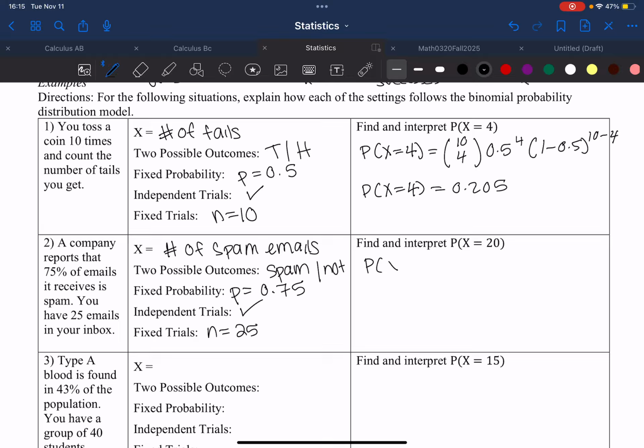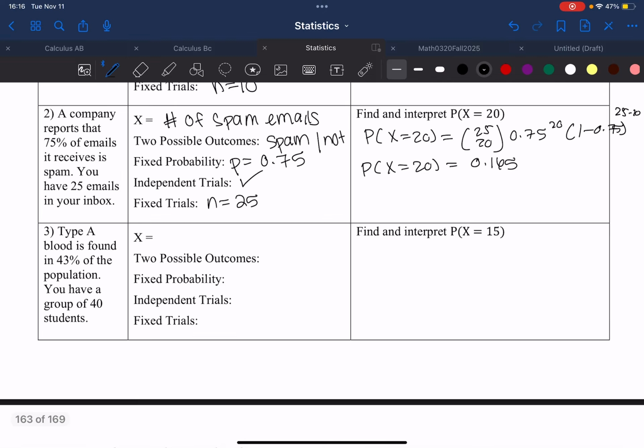So we would say P of X is equal to 20 is equal to 25 choose 20, 0.75 to the 20, 1 minus 0.75 to the 25 minus 20. And this gives us that the probability that X is equal to 20 is equal to 0.165. So in other words, this is saying the probability that you will get 20 spam emails in your inbox of 25 is about 0.165 or 16.5%.